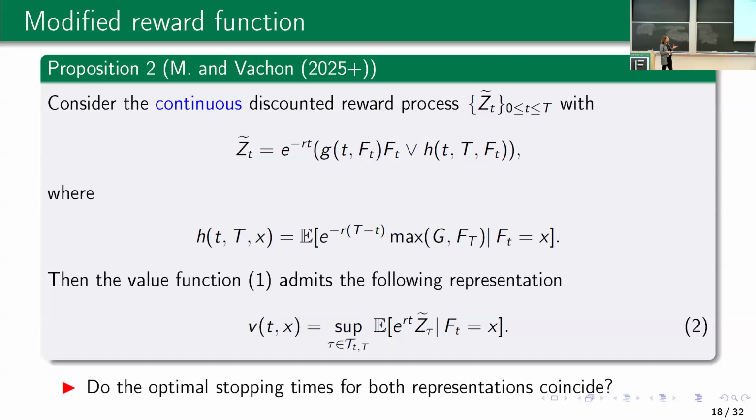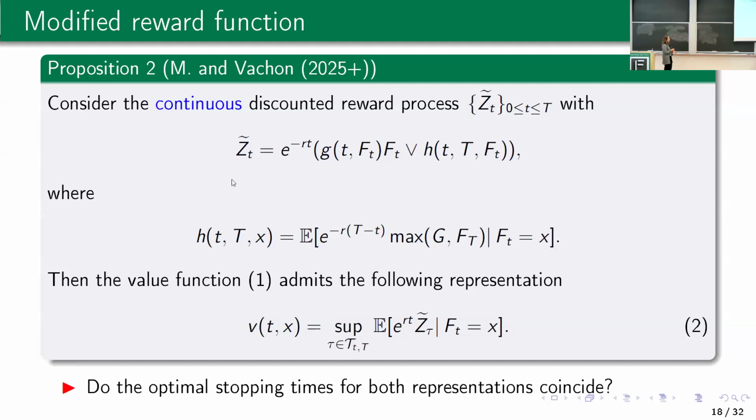What we showed is that if we consider this continuous discounted reward process, so instead of just having the reward here, we take the maximum between the surrender benefit and H. H is basically our quote unquote European option, so it's the present value of the expected maturity benefit here. It's kind of intuitive, but we had to show it.